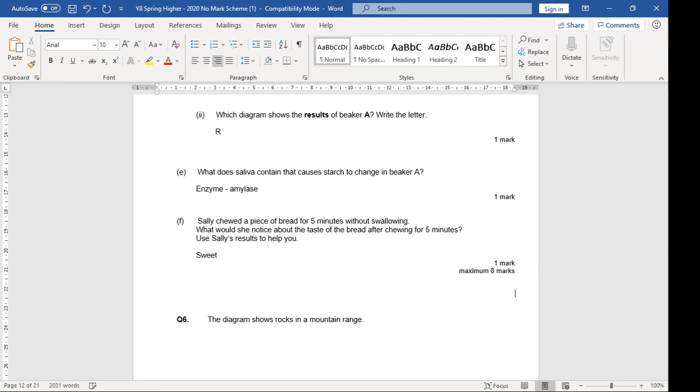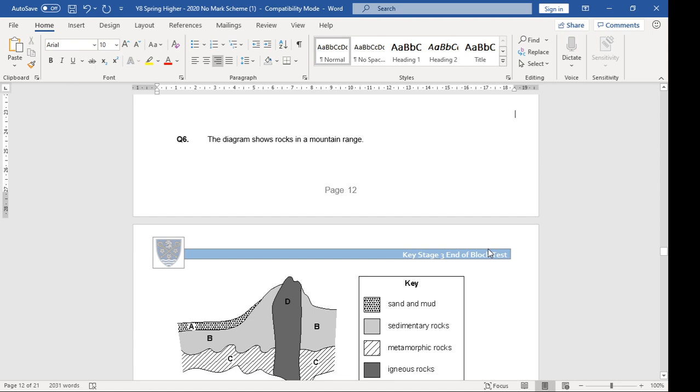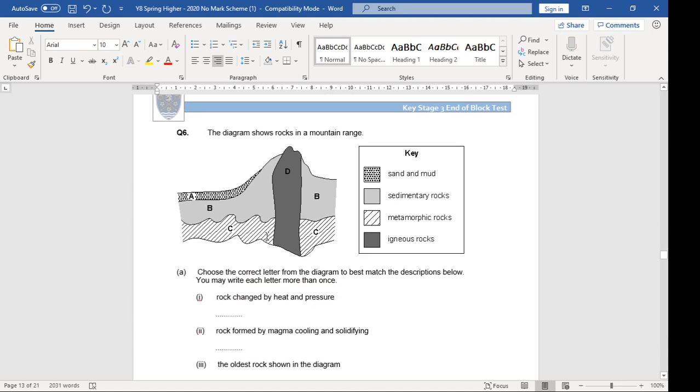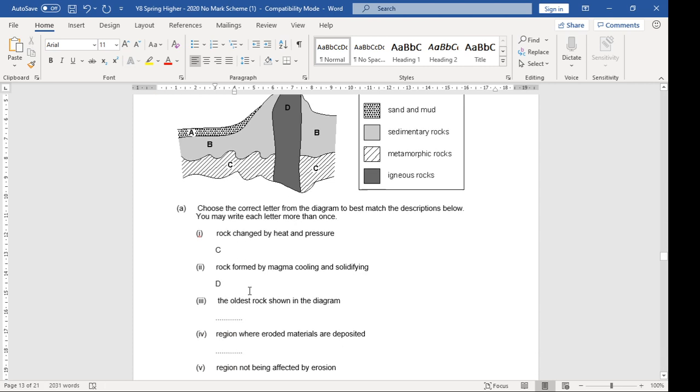Questions 6, 7 and 8 are also ones that we're going to have a look at. So question 6 is all about rocks. We've got a mountain range, and it says choose the correct letter from the diagram to best match the descriptions below. You may write each letter more than once. So, rock changed by heat and pressure. Well, if we have a look at our key, metamorphic rocks are those changed by heat and pressure. Rock formed by magma cooling and solidifying. Well, that's the dark grey one, that's D, because that's how igneous rocks are formed.